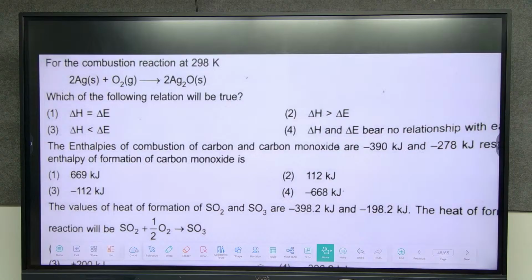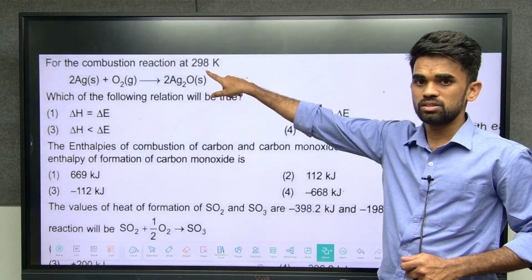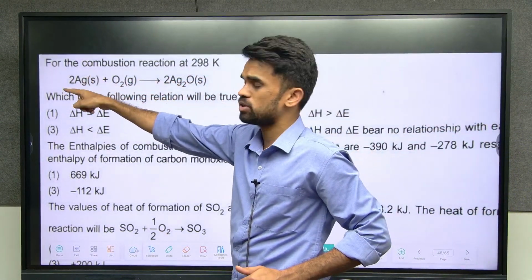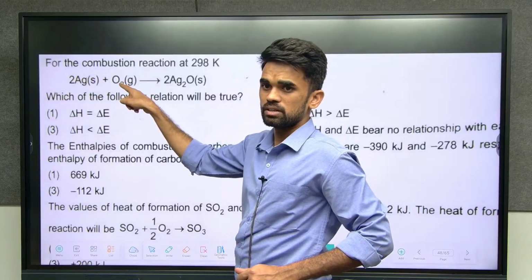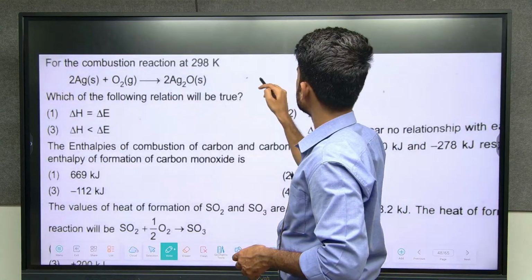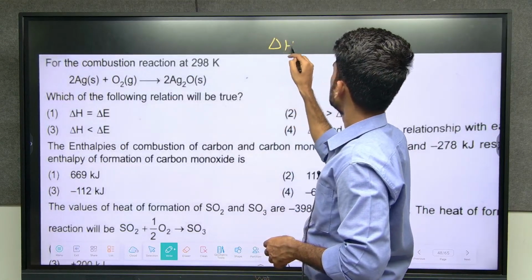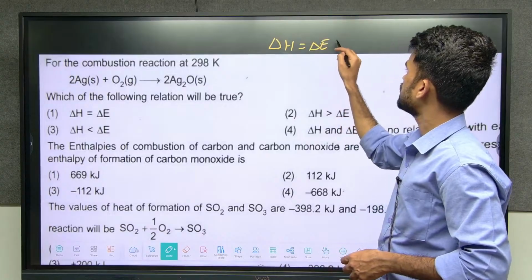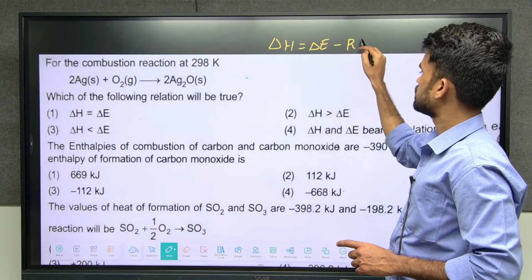What is the relation we have? Delta H equals delta U plus delta Ng RT. So what to find? Delta Ng, how much? This is solid now, so 0. Here 1, 2 solids don't consider. This is 1. So minus 1 we got for delta Ng. So what is the relation finally? Delta H is equal to delta U or delta E minus RT.